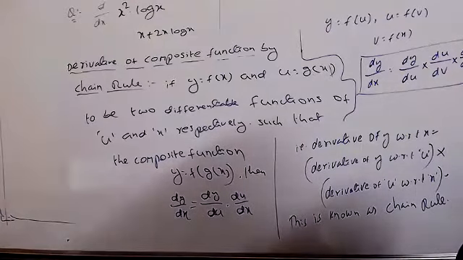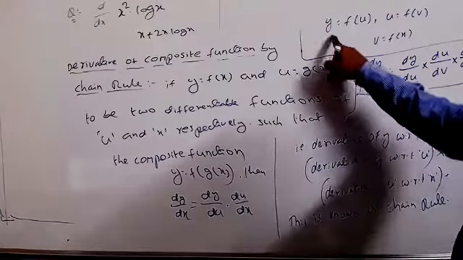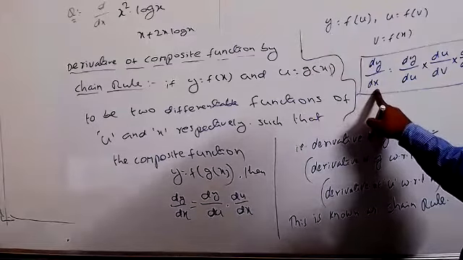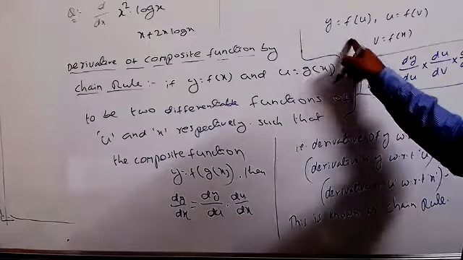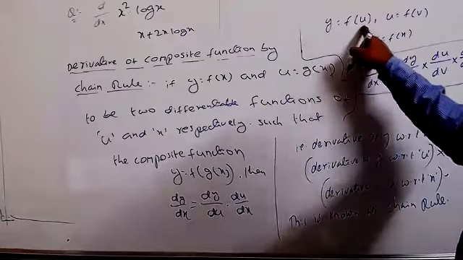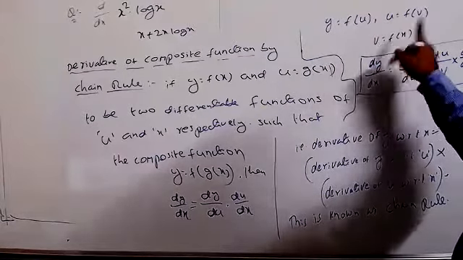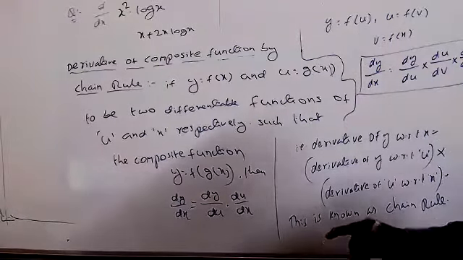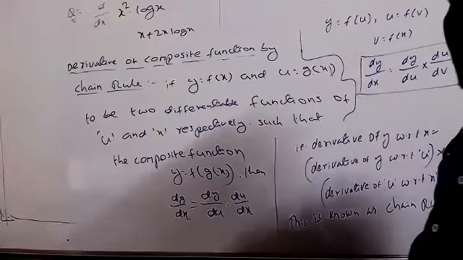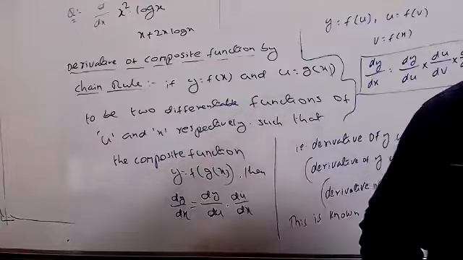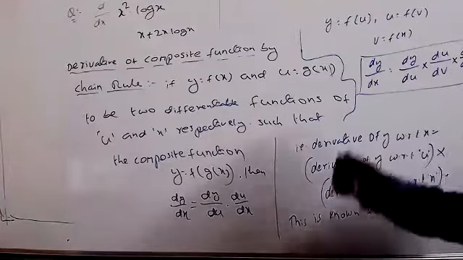That means, in a simple way, if you want, dy by dx you can do separately: dy by du into du by dv into dv by dx. Okay, and follow the procedure. Then however many functions are given, nothing changes. Just follow that. If you want, you can write this as a note.